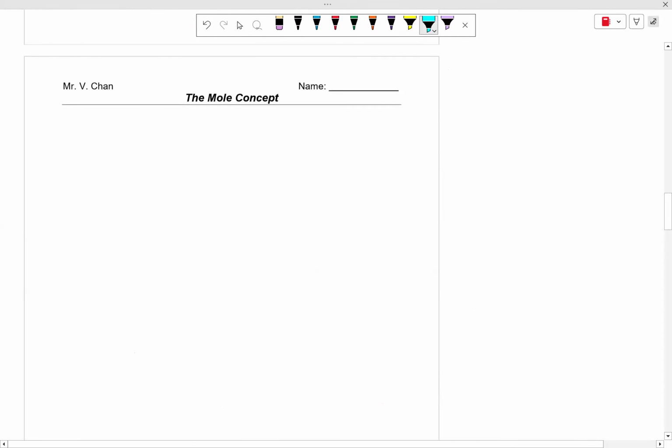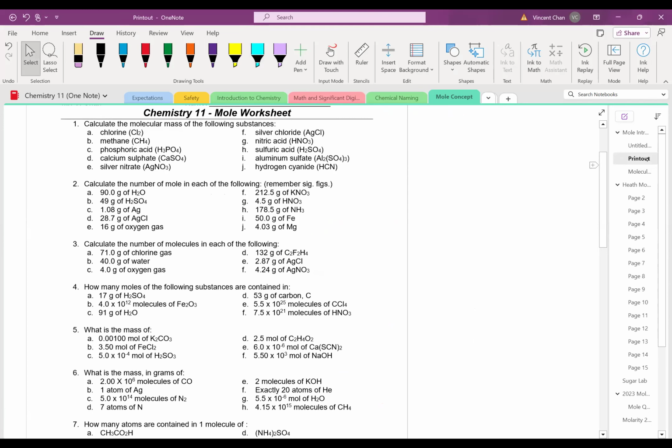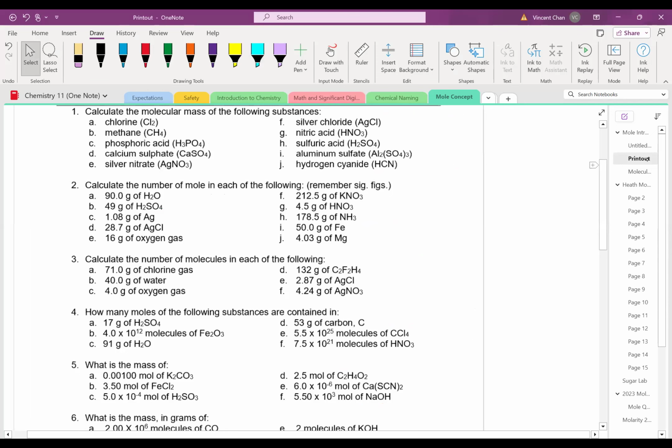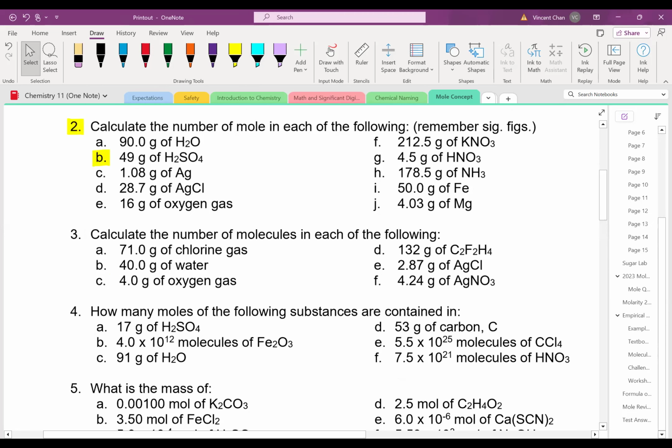All right, so in your particular worksheet, what I'm going to do is, is this the worksheet here? Nope. Here's the worksheet. Now, I'm going to go over a couple of questions. The first one I'm going to go over is question number 2B. And I'm going to go over question number 3B as well.